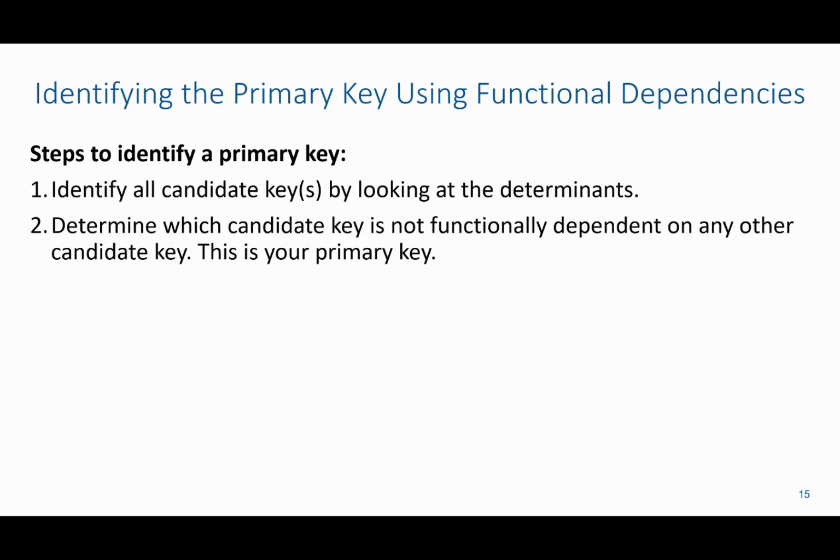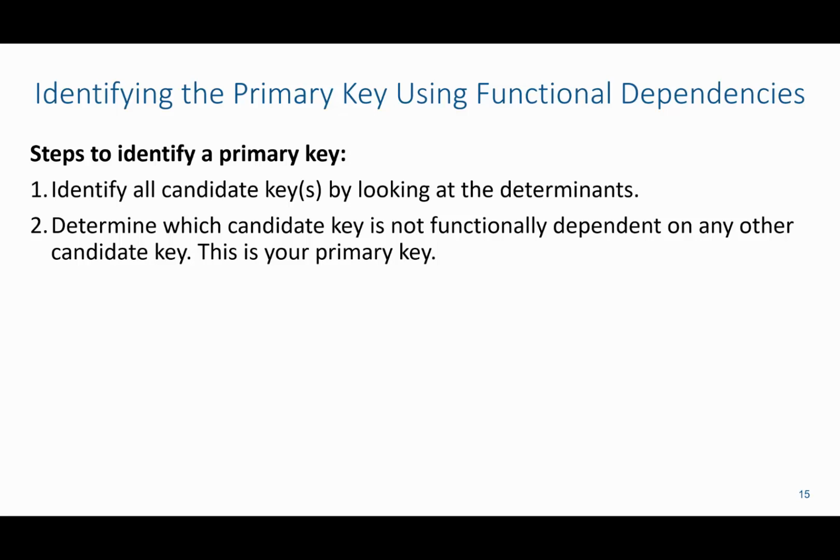So after we have removed all the trivial functional dependencies, we are now ready to use our functional dependencies to identify the primary key. There are two steps to identify the primary key. The first is to identify all the candidate keys by looking at the determinants. So we're going to look at all the attributes on the left to determine what might be our primary key.